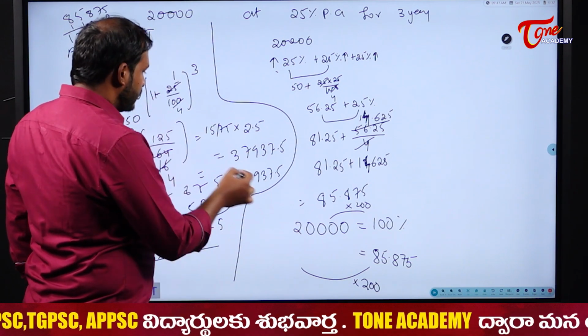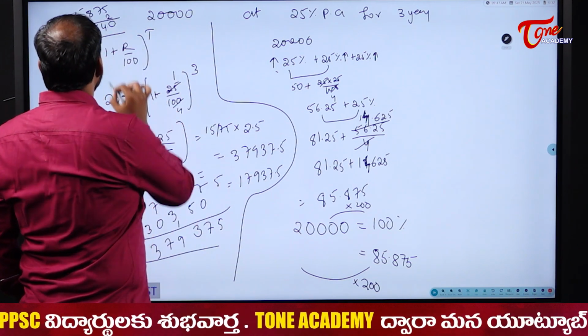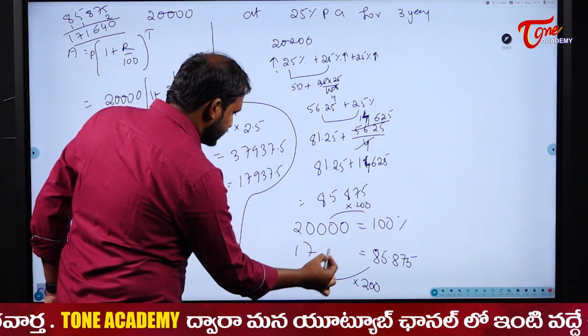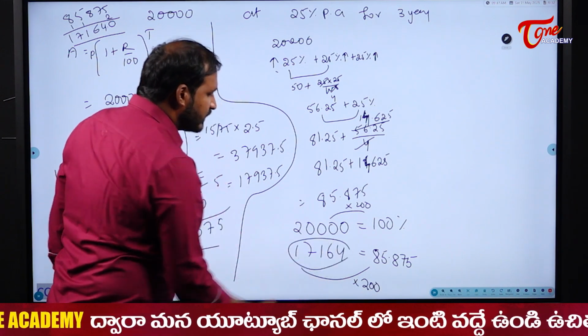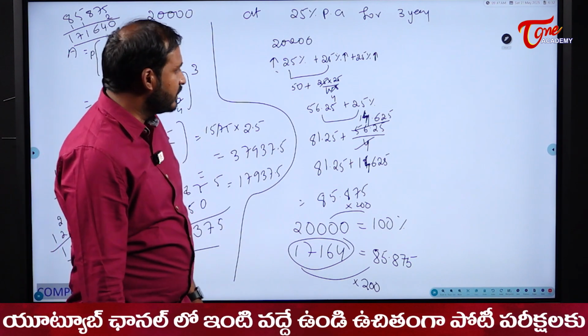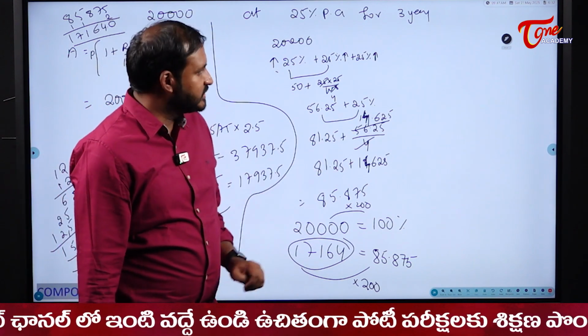And anyway, I have 3 zeros, so I can put 1 0 here. 17,164. Somewhere we have made a small mistake here, students. Don't worry. But the concept is the same. Okay, it is incremented in this manner. This is how it will happen.